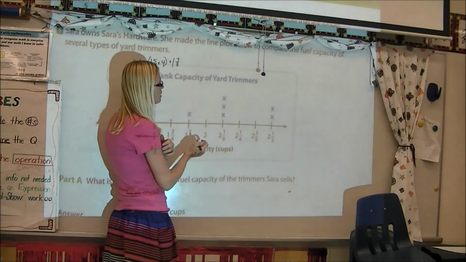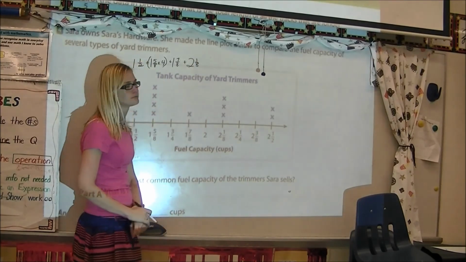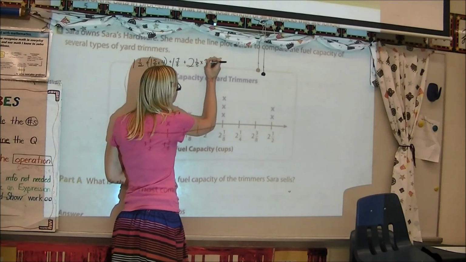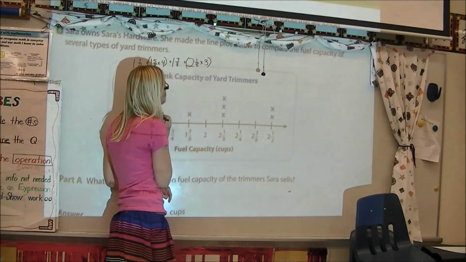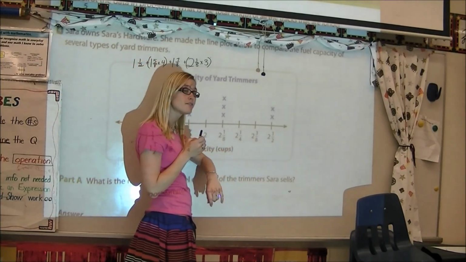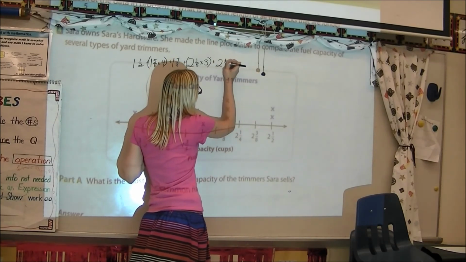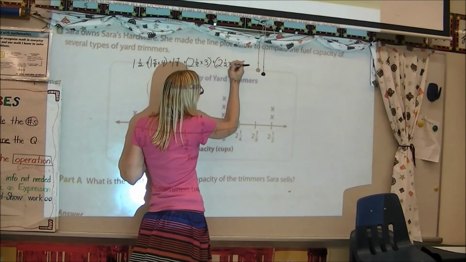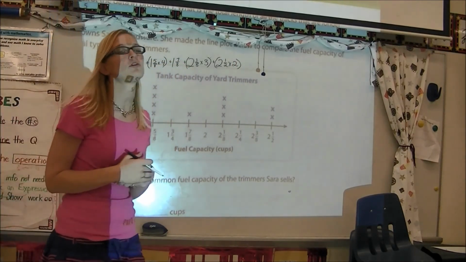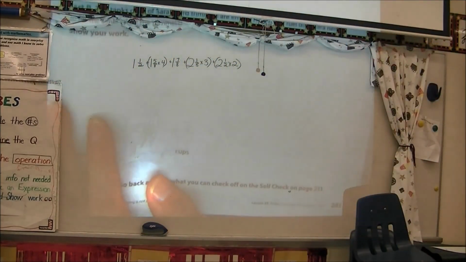So 1 and 7/8. Then I have 2 and 1/8 times what? Right, 2 and 1/8 times 3, because she has 3 tanks that have that capacity. And again, I'm going to use my groupings to help that stand out for me. And then the last amount she has is 2 and 1/2 times 2. So plus 2 and 1/2 times 2. Okay, so now that I have that expression, I'm going to go through and solve it. And again, I'm going to get my screen to a blank spot so that you can easily see. There we go.